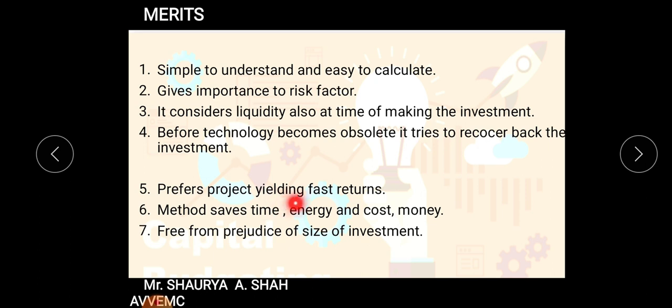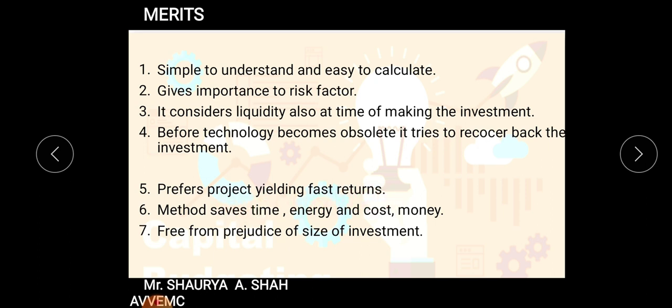Next is, dear students, it prefers projects yielding fast returns, right? How does it prefer projects yielding fast returns? Because the shortest time period is selected. So shortest time period itself means the project which gives you maximum cash flows in the shortest time period. So, projects yielding fast returns.